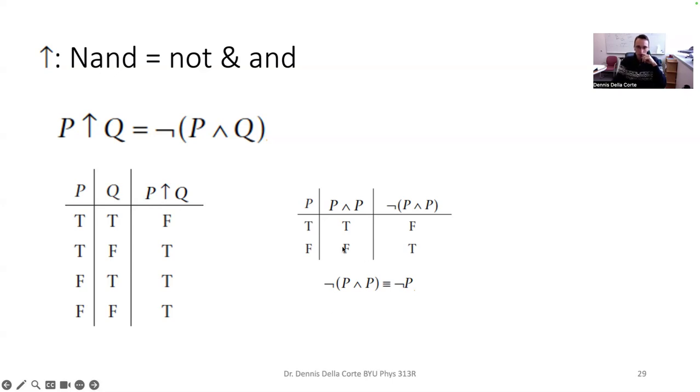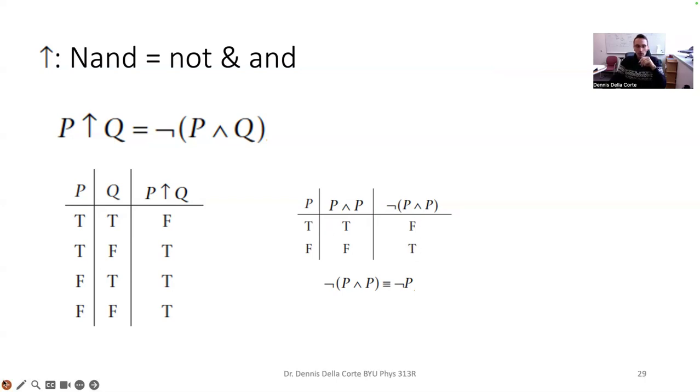So what this table here shows is that if I have a statement P and I AND the statement with itself, which doesn't sound too smart, but we do it, just P and P. If P is true, then P and P is true. If P is false, P and P is false. But then we throw a NOT in there, then P and P turns into a false, and NOT P and P turns into a true.